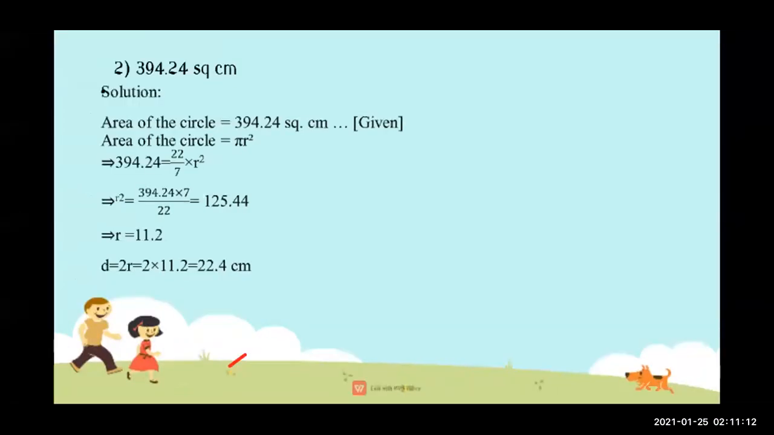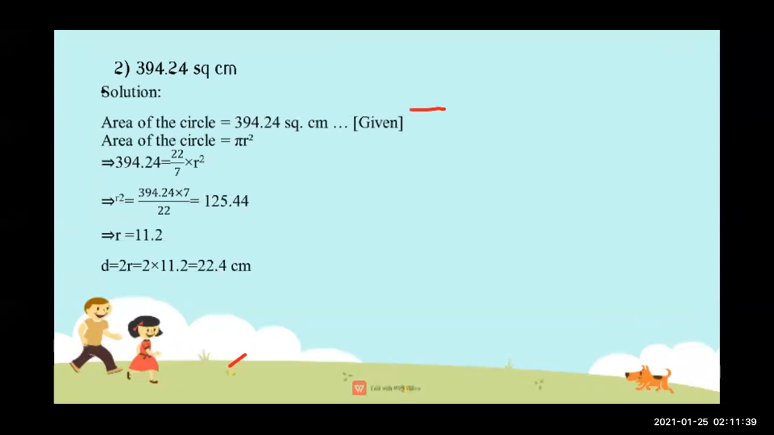Now the next question is 394.24 square centimeter. See, this is also given, area of a circle. So the first statement should be area of a circle equal to 394.24 square centimeter. Now our next statement will be area of a circle formula.